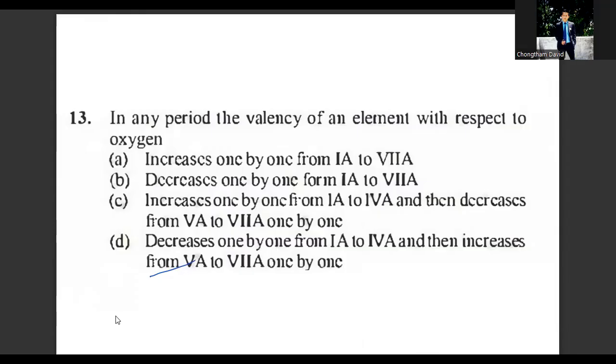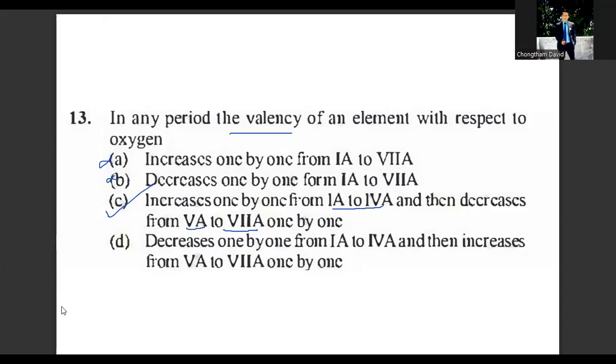Let us move on to question number 13. Question number 13 says, in any period, the valency of an element with respect to oxygen, so increase by 1 from group 1A to group 7A, decrease by 1 from 1A to 7A, this is wrong. Increase 1 by 1 from 1A to 4A, and then decrease from 5A to 7A 1 by 1. So this is the answer for question number 13. This is with regard to valency.